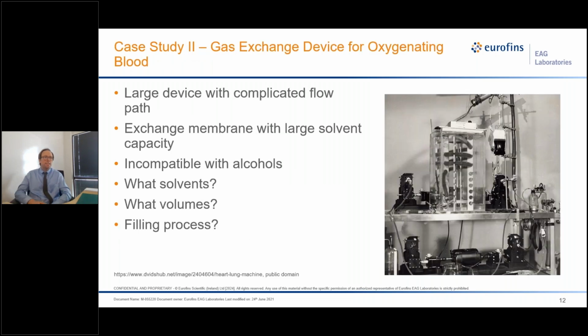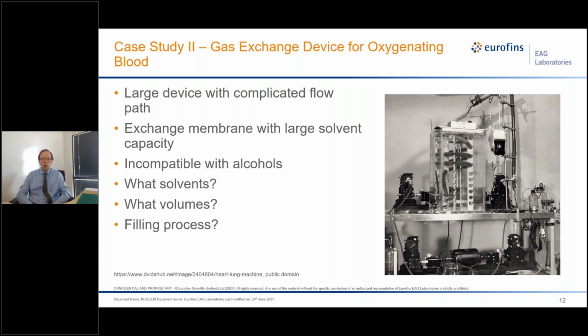So I have a case study about that I'd like to discuss. The image on the right is not the particular device that we were analyzing. This is actually a very early heart lung machine. But the device that we were looking at in terms of flow path was not much simpler than this. So we had this large device with a complicated flow path, and we had an exchange membrane with a large solvent capacity. We knew that the exchange membrane was incompatible with pure alcohols. So we had to answer some questions.